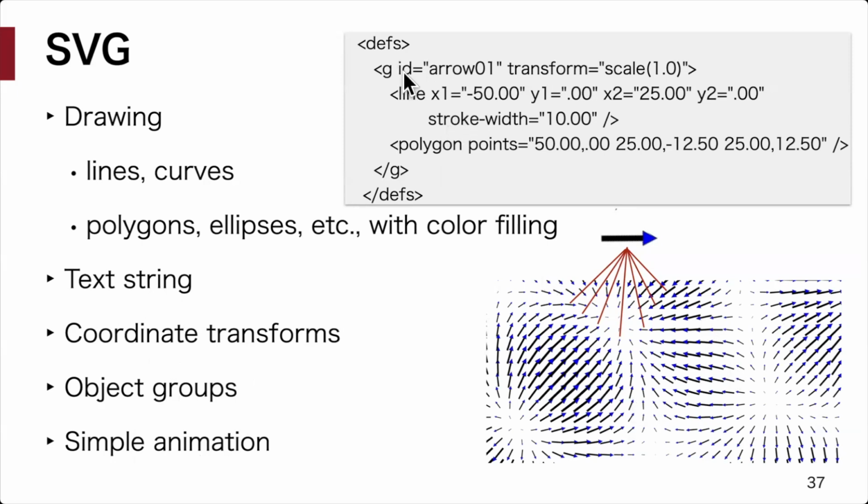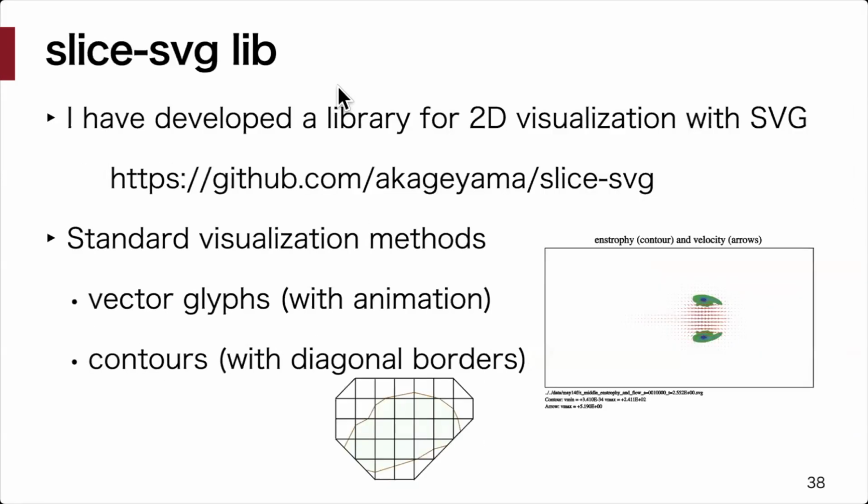One of the good things about SVG is that it's text data, so we can easily edit or make the SVG format directly. For example, these vector arrow glyphs are generated from one simple image, and they are copied many times. And I have developed a library for 2D visualizations with SVG, and it's publicly available at GitHub. So if you are interested in that, please try it and use it.